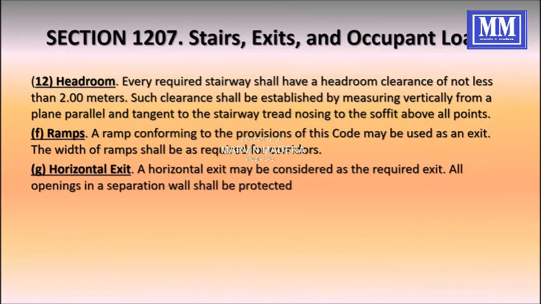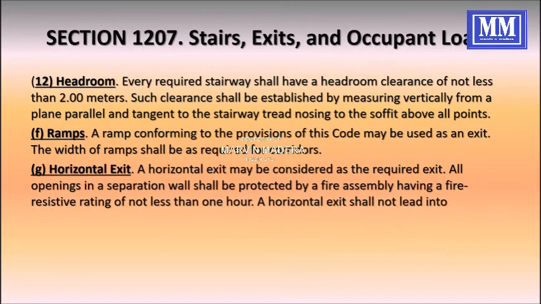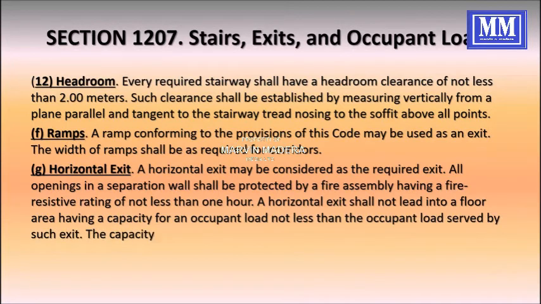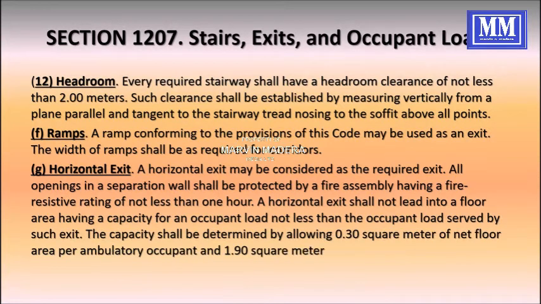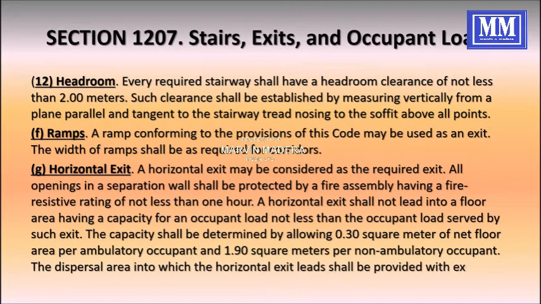Horizontal exit. A horizontal exit may be considered as a required exit. All openings in the separation wall shall be protected by a fire assembly having a fire resistive rating of not less than 1 hour. A horizontal exit shall not lead into a floor area having a capacity or occupant load not less than the occupant load served by such exit. The capacity shall be determined by allowing 0.3 square meters of net floor area per ambulatory occupant and 1.9 square meters per non-ambulatory occupant. The dispersal area into which the horizontal exit leads shall be provided with exits as required by this code.